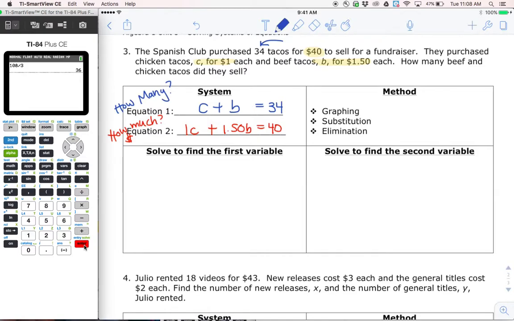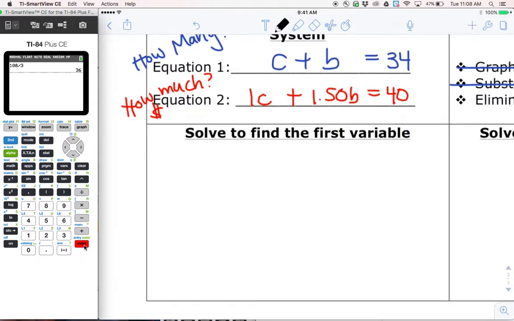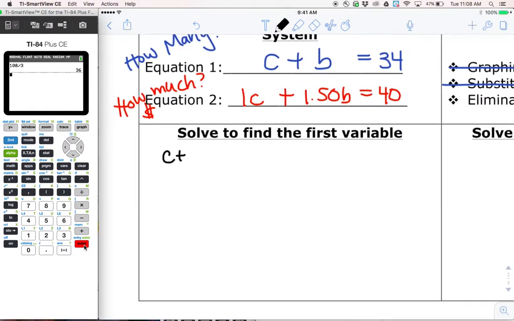Now this time, they're not set up for graphing, they're not set up for substitution. Because this time my C's are lined up, my B's are lined up, my equal signs are lined up, everything is lined up, even my constants, which means that this is set up best for elimination. So I'm going to go ahead and I'm going to write my two equations here on the bottom. I'm going to rewrite them. C plus B equals 34. And I'm going to write 1C plus 1.50B equals 40.